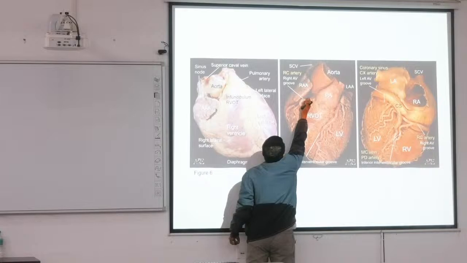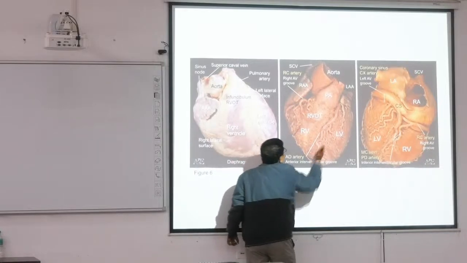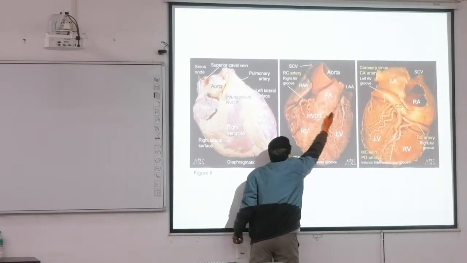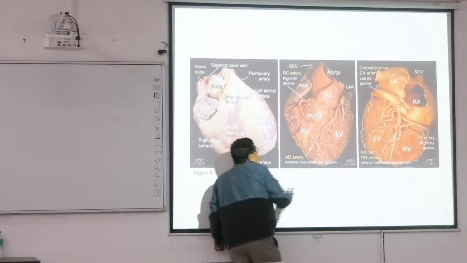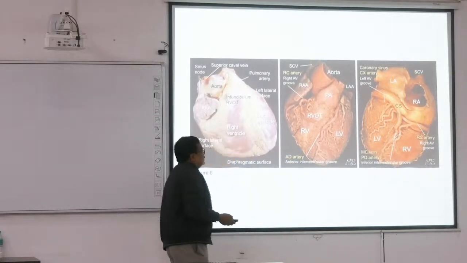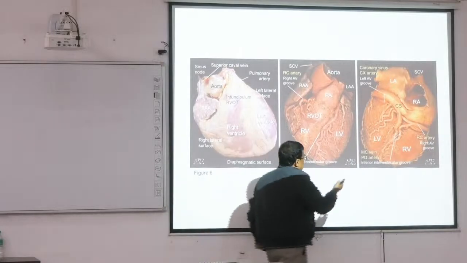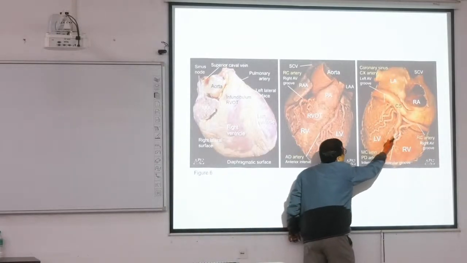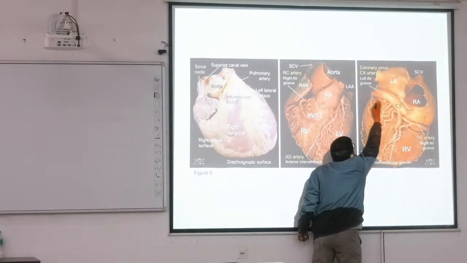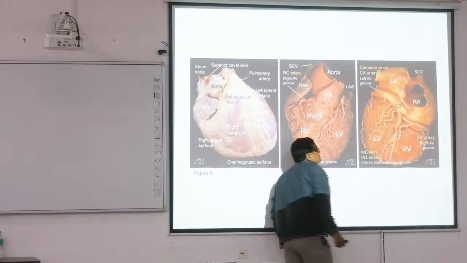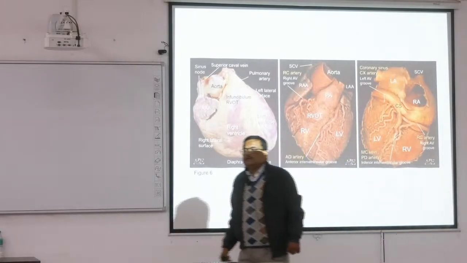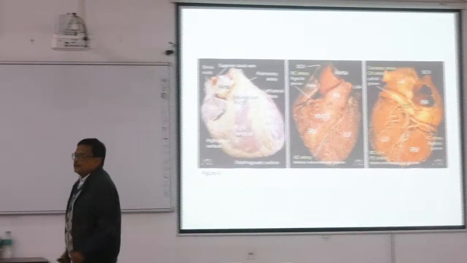Atrioventricular groove. This is the anterior part of the interventricular groove. This is the posterior part of the interventricular groove. This is the atrioventricular groove on the posterior side. It is the atrioventricular groove in the posterior side.